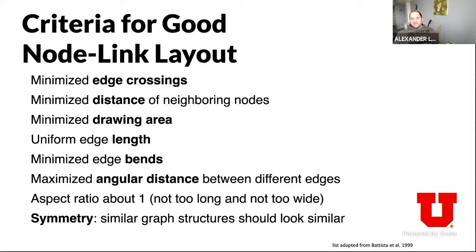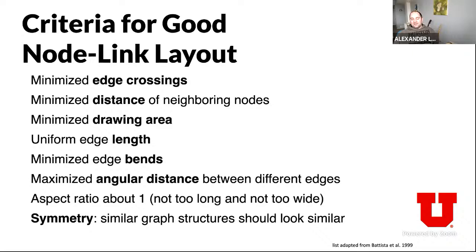Edges should have roughly the same length. You don't want to bend edges too much. You want to maximize angular distances between different edges. You want an aspect ratio of about one. A network layout shouldn't be super long or super wide. And then you also want symmetry. So for example, if you have a particular pattern in a network, you ideally want this to look the same in all of the different instances. So symmetry is an important property.